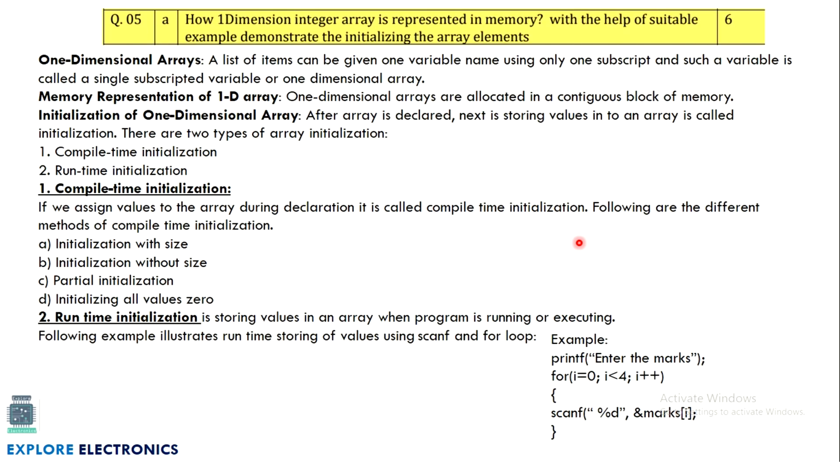Now we have next question, how one-dimensional integer array is represented in memory. So with the help of a suitable example, demonstrate the initializing array elements. So for this, first you need to mention what is one-dimensional array. Then you can say how in the memory it is represented. So we all know that one-dimensional array will be allocated with a contiguous block of memory. And you need to discuss on the initialization of one-dimensional array. So we all know that we have two types of initialization, compile time and runtime. So each of these you can explain briefly and give an example. So that will fetch you 6 marks.